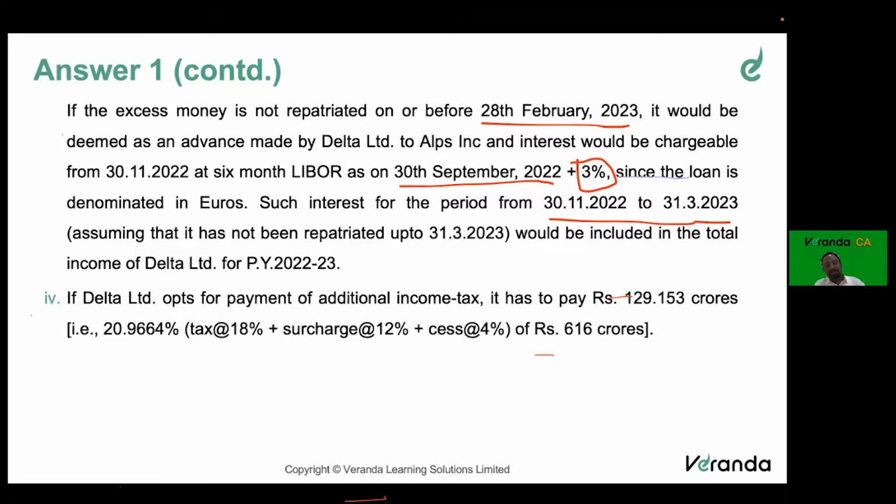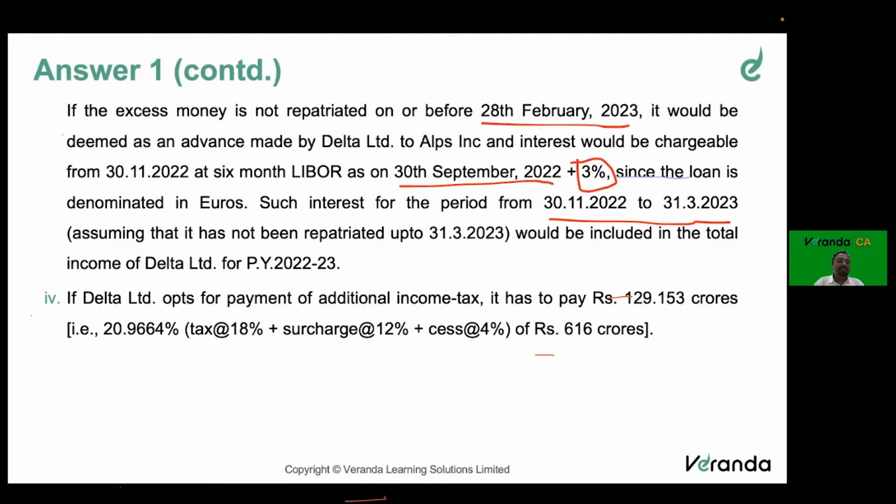The last question: can Delta Limited pay any additional taxes regarding the secondary adjustment? Now, what if I say Alpsinc is not going to give me the 616 crores back? They're not going to give me back the 616 crores. So I'll have to do some other adjustment. So what do I do?